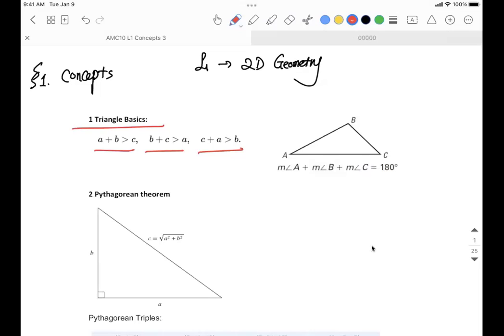And also the difference between any 2 sides will be lesser than the third one, right? B minus C lesser than A, C minus A lesser than B. This is quite understandable. So that being said, you can actually have 6 different inequalities, right? But while you're in the math competition, if you really have to use such a property, do you really have to figure out 6 different inequalities?